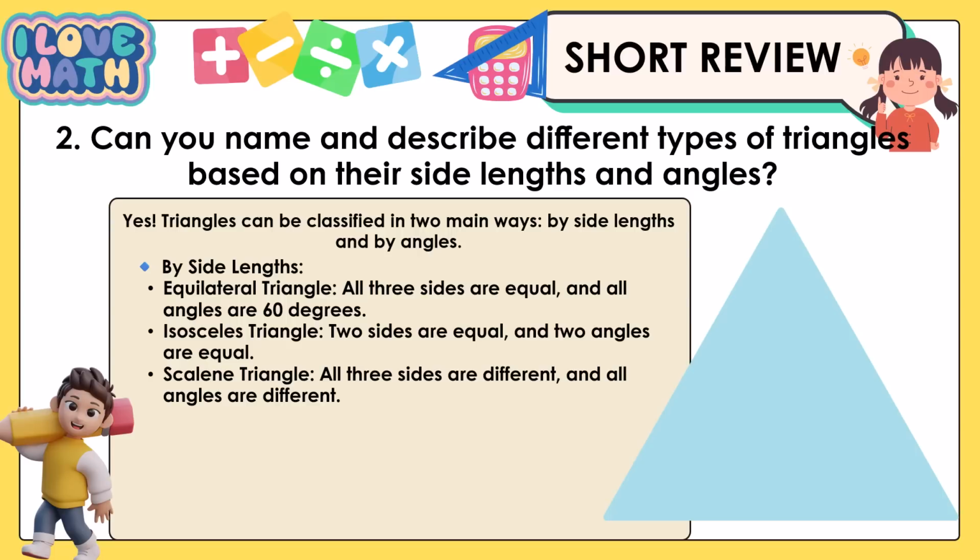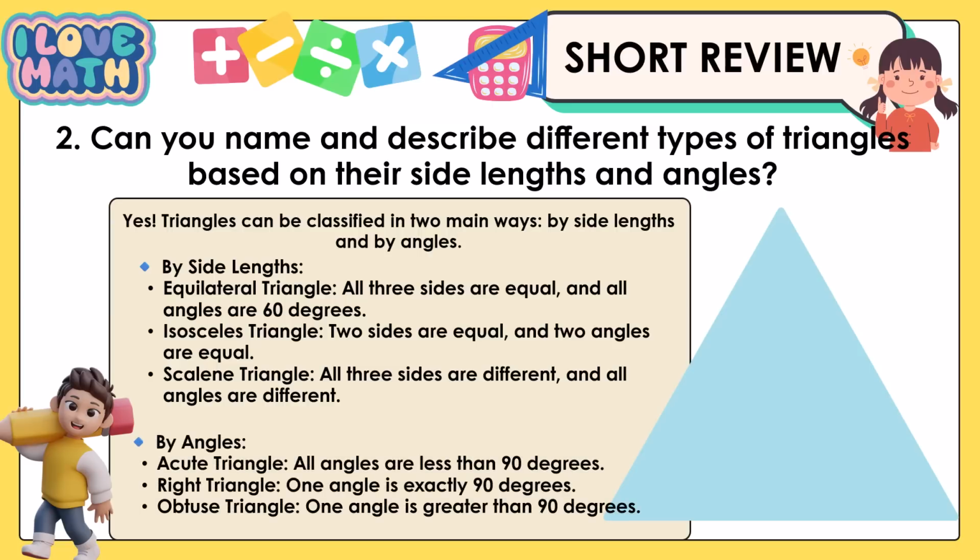Isosceles triangle, 2 sides are equal and 2 angles are equal. Scalene triangle, all 3 sides are different and all angles are different. By angles, acute triangle, all angles are less than 90 degrees. Right triangle, one angle is exactly 90 degrees. Obtuse triangle, one angle is greater than 90 degrees.